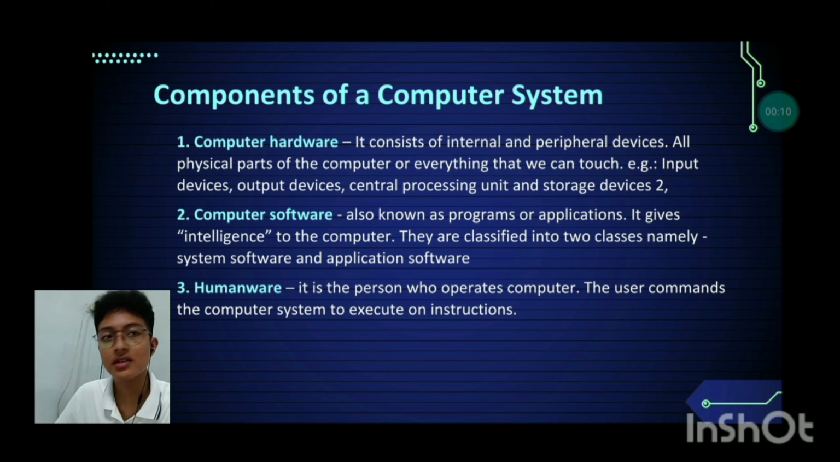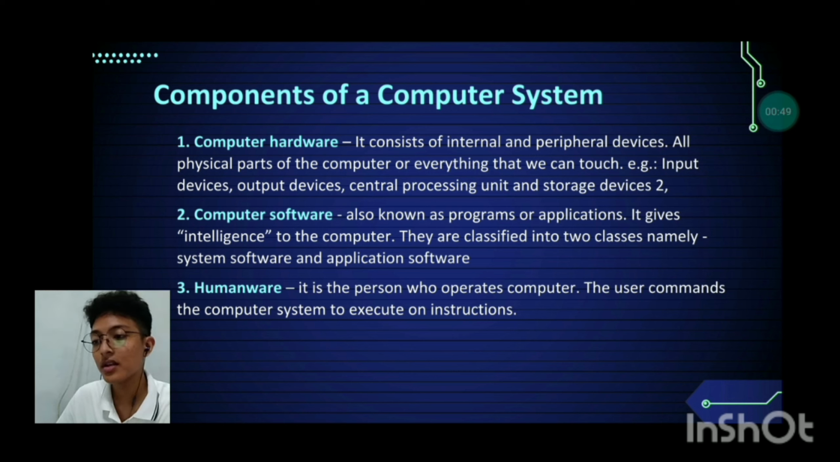The components of the computer system. Computer hardware consists of internal and peripheral devices, all physical parts of the computer, meaning everything we can touch or see. Input devices, output devices, central processing unit, and storage devices. Computer software, also known as the programs or applications, gives intelligence to the computer. They are classified into two classes, namely the system software and the application software. And last, the humanware, it is the person who operates the computer. The user commands the computer system to execute instructions.